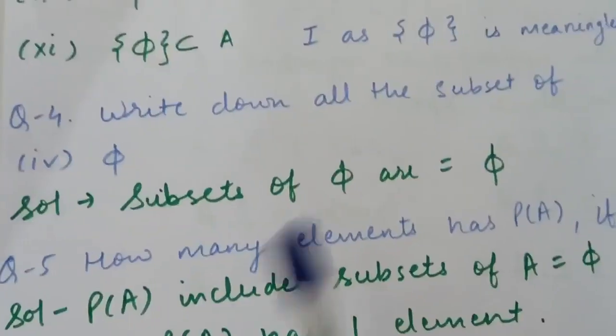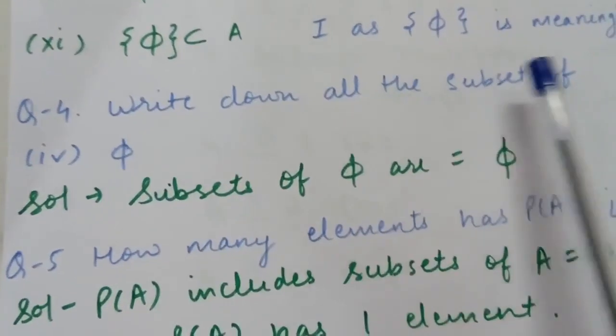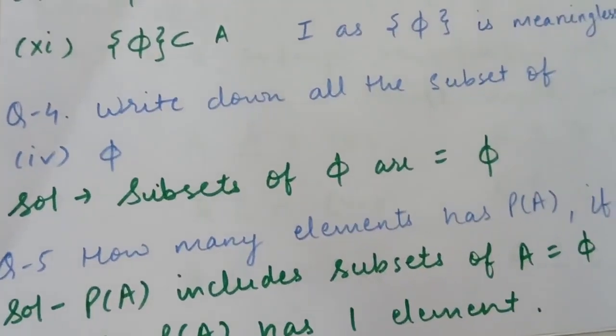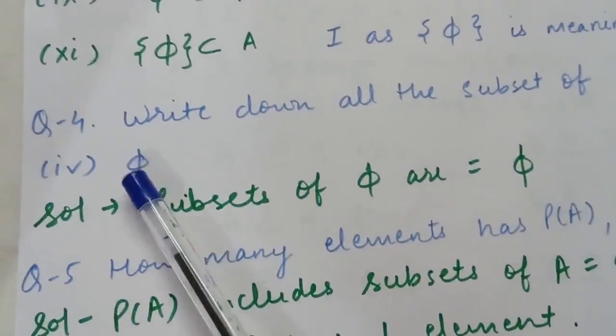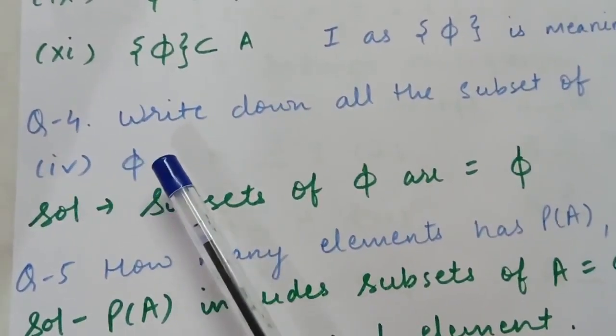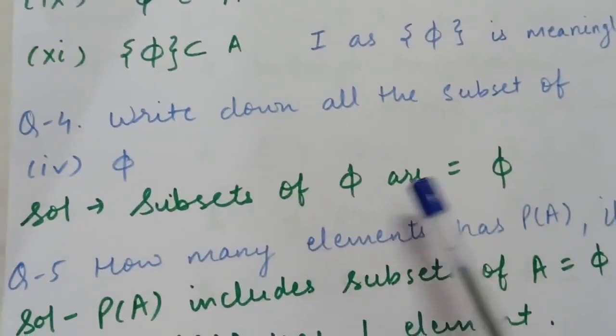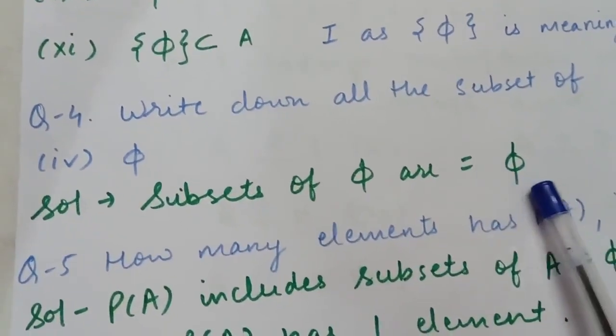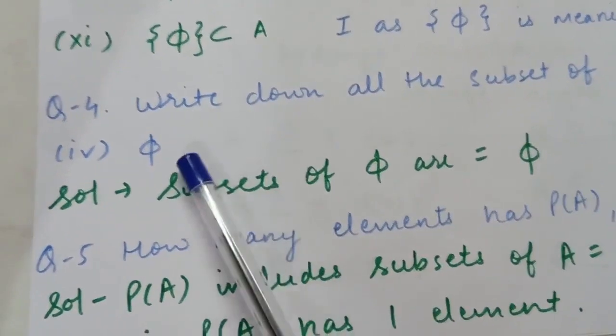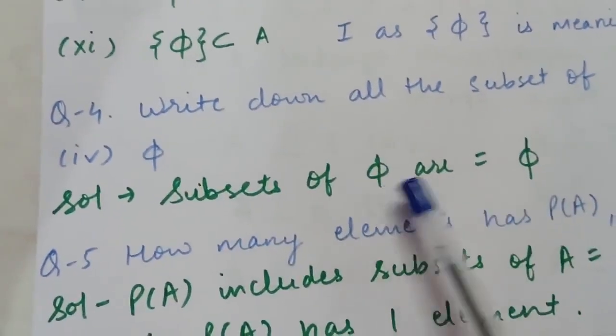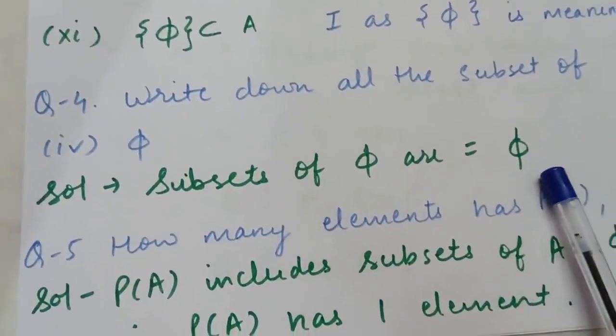Okay. So question number 4, write down all the subsets of the set. Since it is an empty set, it does not contain any element. So the subset of it will be just the empty set. As a set is a subset of itself, therefore the subset will be only the empty set, right?